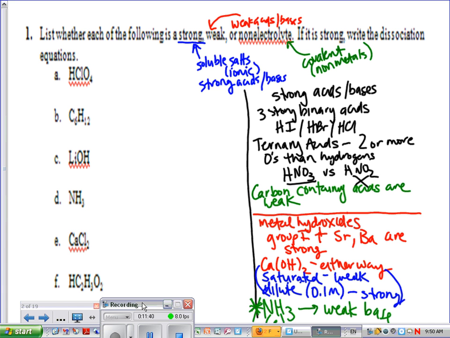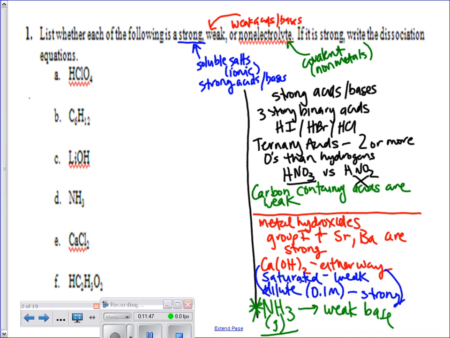Come on, guys. What is HClO4? Strong acid. Strong acids make it what? What does that make this? Strong, weak, or non-electrolyte? It makes it a strong electrolyte. Okay. When we have a strong acid, it 100% dissociates. So my arrow is a single arrow going in one direction. And it dissociates into what two ions? H plus what? ClO4 minus.